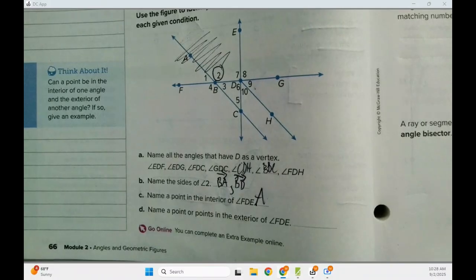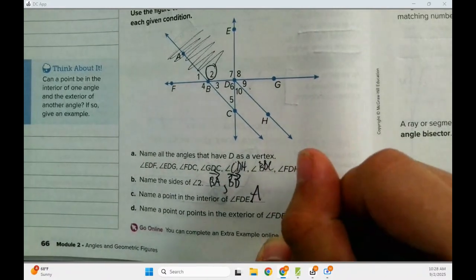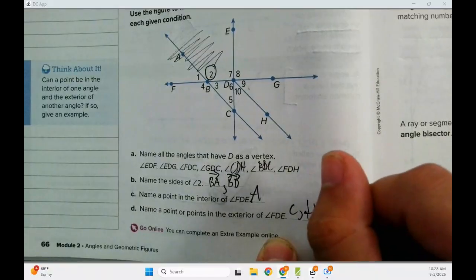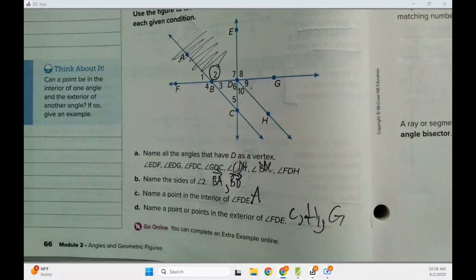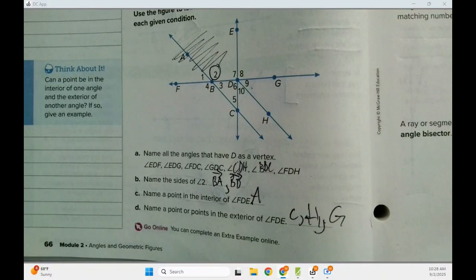And then the last one, name a point, or maybe multiple, that's on the exterior of FDE. There's several. What are some points we can go with? C. Okay, what other ones? H. What else could we go with? G. Yeah. Anything that's on the outside of Pac-Man that he can't see, that he can't eat. So what questions do you guys have about using this vocab and labeling things?